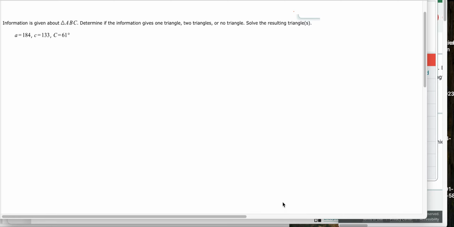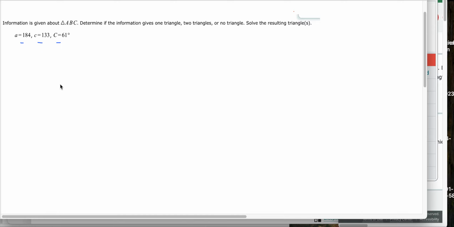Let's talk a little bit more about the ambiguous case for the law of sines. So I have an example here, and let's emphasize how to draw the triangle and to determine the number of triangles that are possible. When I draw this, notice you're given side, side, angle. Lowercase letters are the sides, uppercase is the angle.